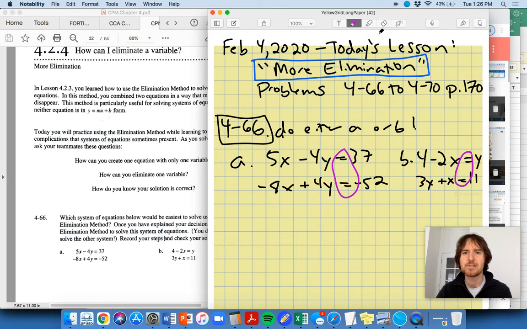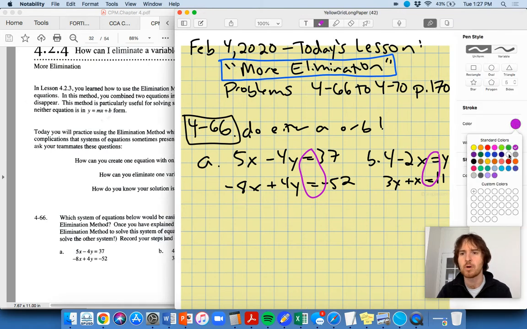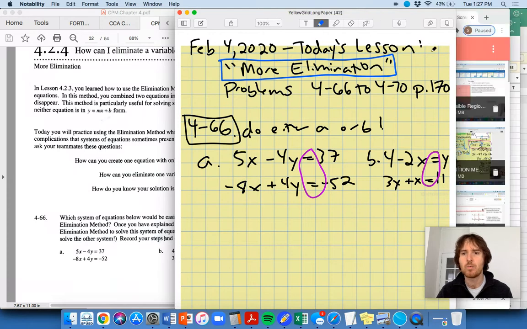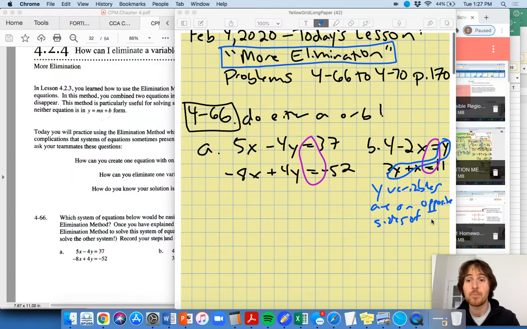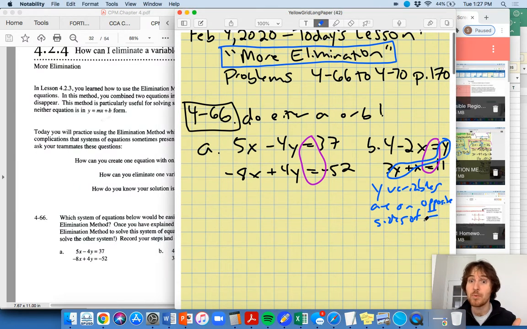The problem is, though, check this out. The thing you should look out for is that the y variables are on opposite sides of equals, okay? So that's a little note to yourself. Put that down as a note, right? You'll remember it if you put it down as a note.